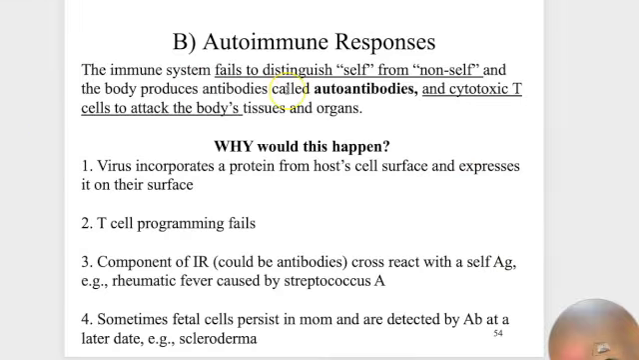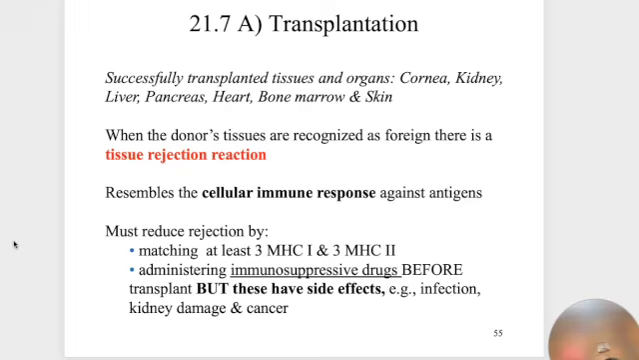Now, what happens when your immune system fails to distinguish self from non-self? Then you have an autoimmune response, an autoimmune disease. With transplants also, you have to take immunosuppressant drugs because it is a foreign tissue. One of the ways they help reduce rejection of the tissue is they have to match several of these.